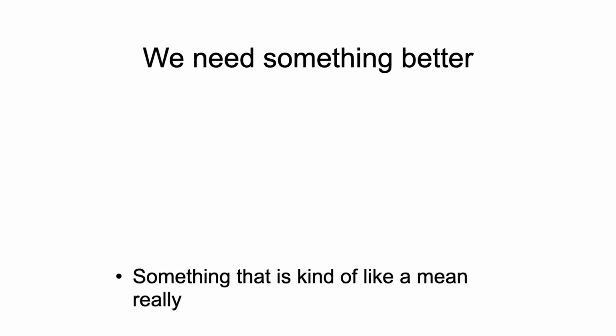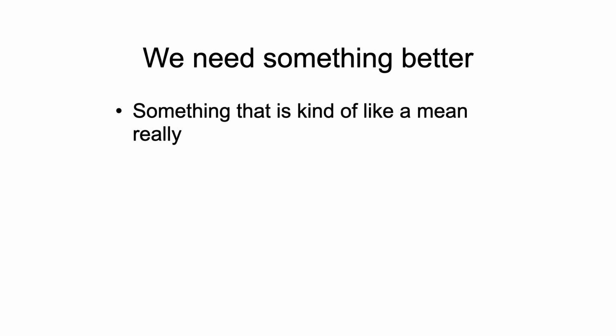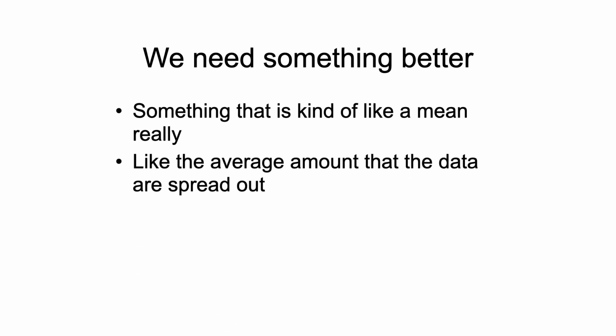We need something better, though. Something that we kind of like the mean. What we need is a number that describes spread-outedness. Like you get what a mean is. Like we all know what a mean is. We need something like a mean, but for how spread out a data set is. Sort of like the average amount data are spread out.